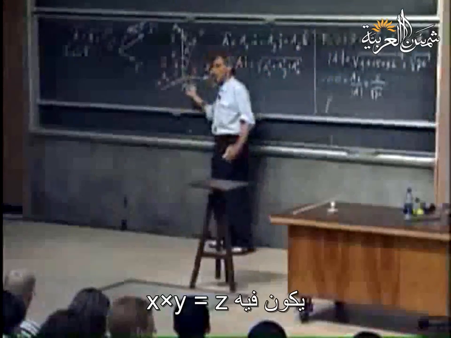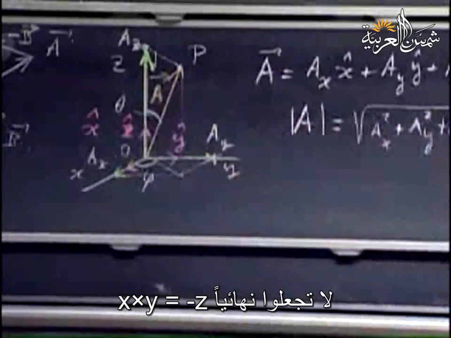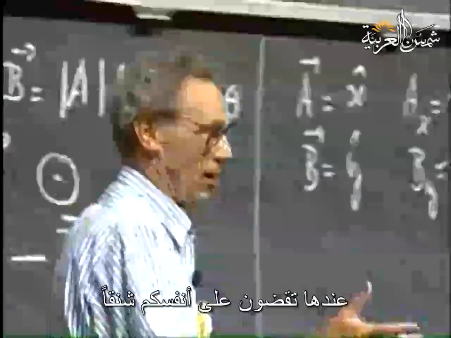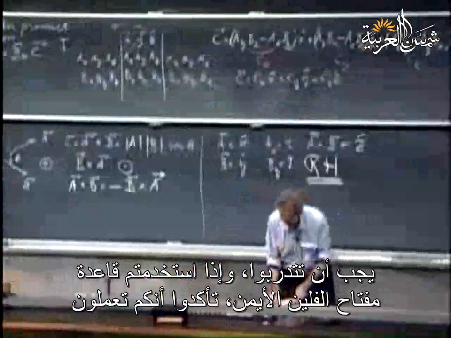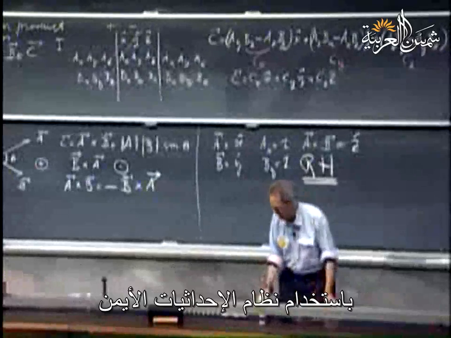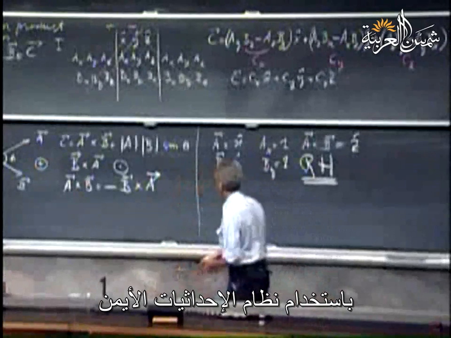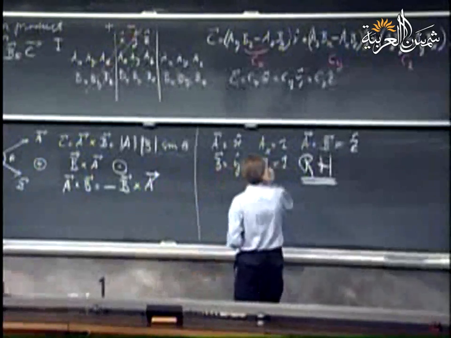for which x cross y is z. Never, ever make it such that x cross y is minus z. You're going to hang yourself. Because for one thing, that wouldn't work anymore. So be very, very careful. If you use the right-hand corkscrew rule, make sure you work with the right-handed coordinate system. All right.